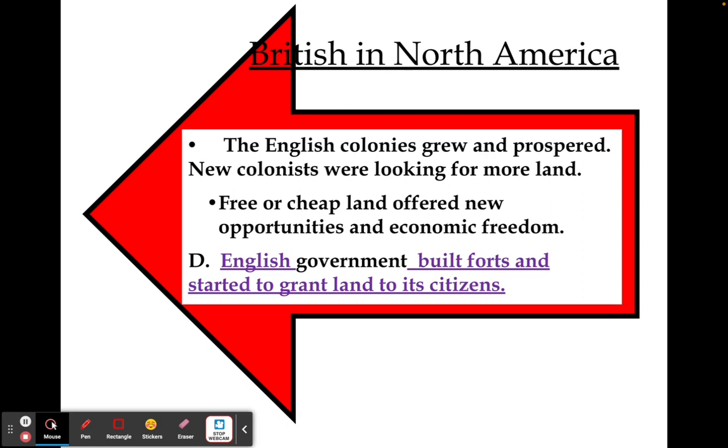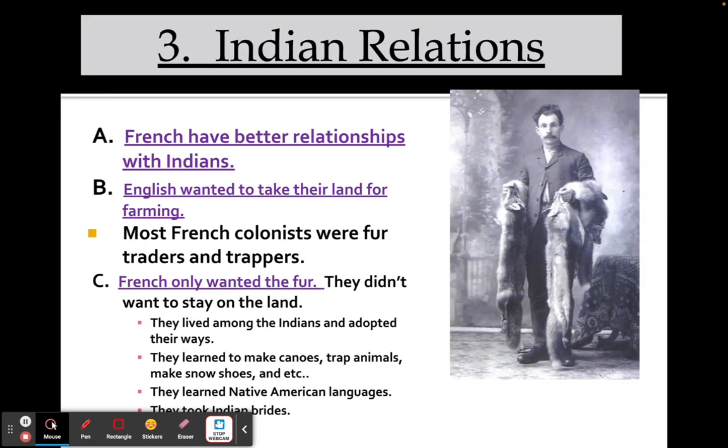The British, their colonies in the east continued to grow and make more money for them. So new people were constantly arriving and they were looking for more land. Land was free or cheap, which offered people new opportunity and economic freedom, leaving Europe and coming to North America. So, in response to the French building forts, the English also built forts and started to give land away to English citizens.